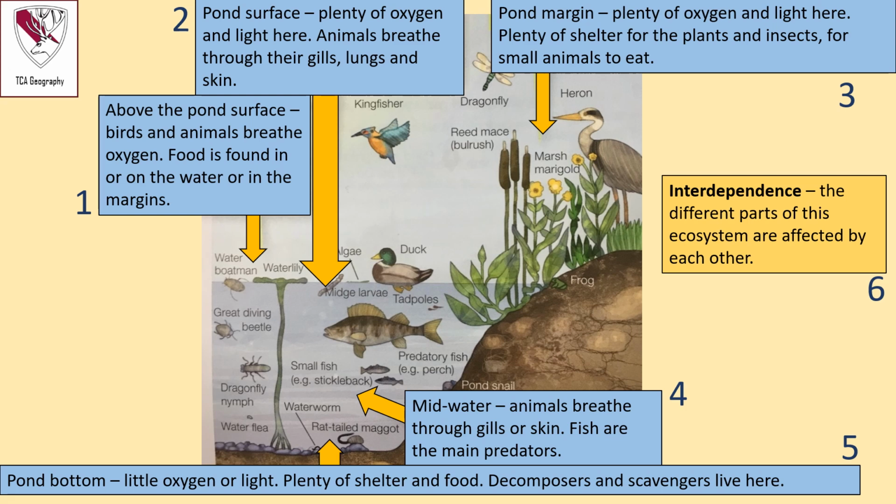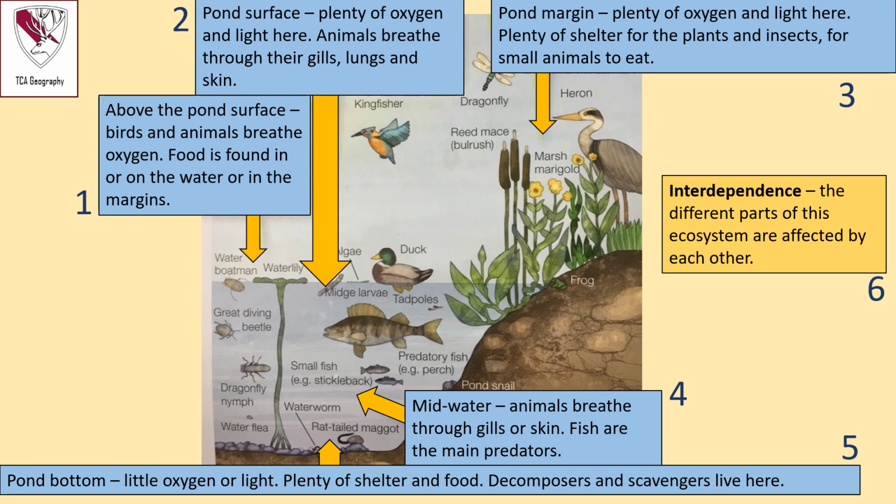On to number 5. At the bottom of the pond there's little oxygen and there's little light. In reality, that pond water would probably be quite murky and muddy, and we might not even be able to see some of the animals in there. So there is plenty of shelter, there is some food, but you would tend to get less life at the bottom of the pond because there is less oxygen and less light. However, this is the place where decomposers and scavengers live.